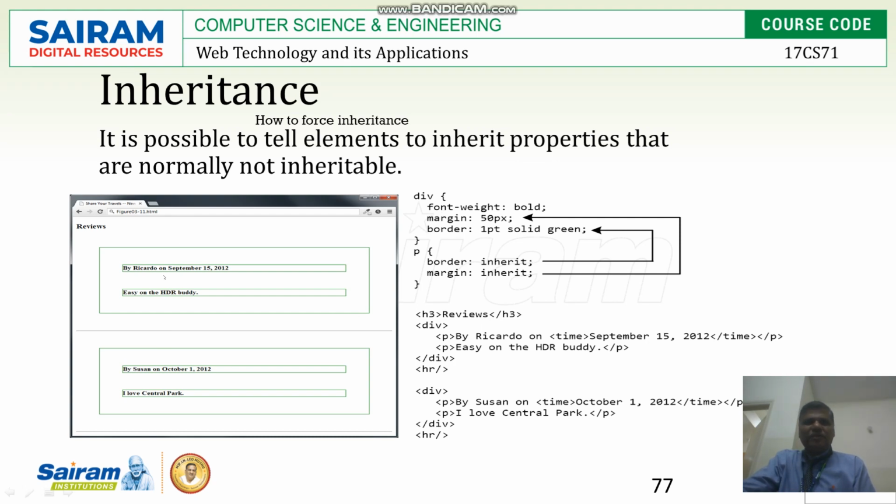For the div we have font weight bold, margin is 50px, then border is 1 point solid green. This border, 1 point solid green, has been specified. For the paragraphs under this, there also border inherit and margin inherit means that the same thing is applied, that is 50px and 1 point, it has been inherited.